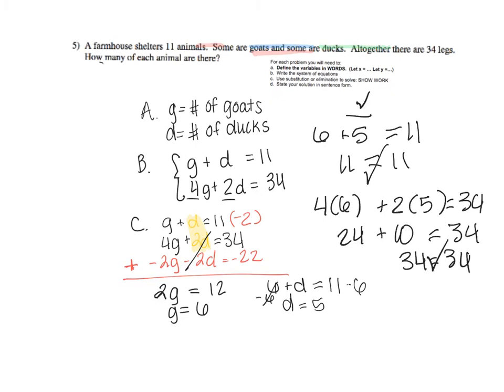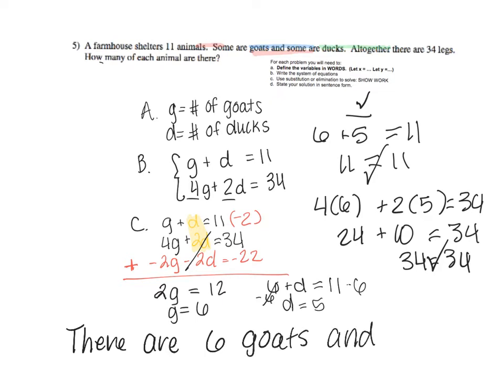That checks as well. All I was doing here was taking the 6 for the G and substituting it in, and the 5 for the D and substituting it in over here and working it out. Then the last part, D, says to state your solution in sentence form. So how many of each animals are there? There are 6 goats and 5 ducks at the farmhouse.